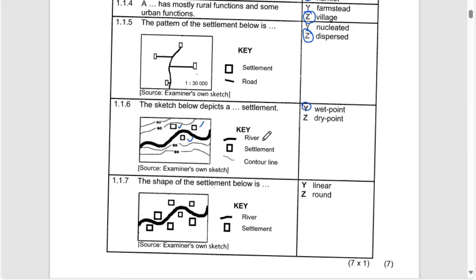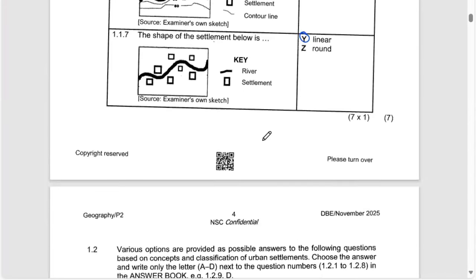The shape of the settlement below, what shape is that? Is it linear or round? We are seeing that the settlement is developing along the river. So it becomes linear, it's in a line form along the river. Right, we move on to the next question.